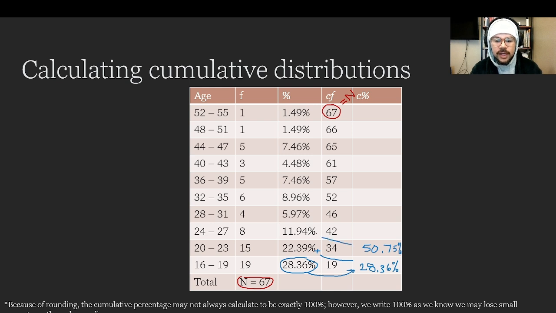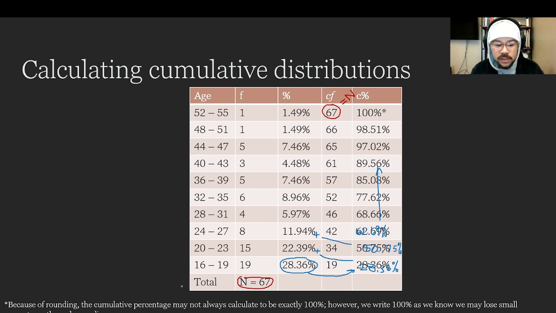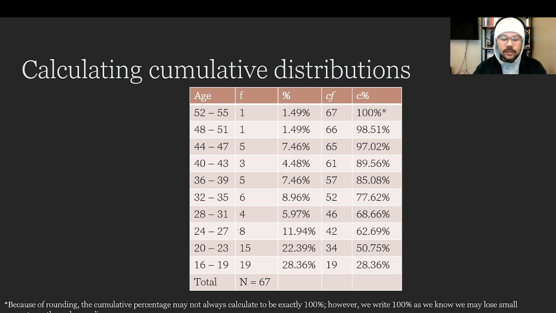We need to add that to 11.94, which equals 62.69%, and so on and so forth, all the way up. I'm going to reveal these numbers. Hopefully, they're the same. Okay, I did that one. So, again, you add all the way up. At the very top, you should get a number that is very, very close to being 100%.